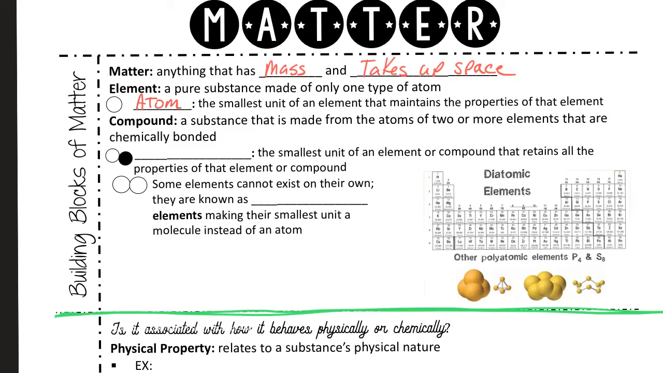Compounds are substances that are made from the atoms of two or more elements that are chemically bonded. And in this second half of the course, we're going to be getting into bonding and a lot more about the actual chemistry and why the chemistry happens. When we have two atoms that are bonded together, we call that a molecule. It's the smallest unit of an element or compound that, again, retains all the properties of that element or compound.